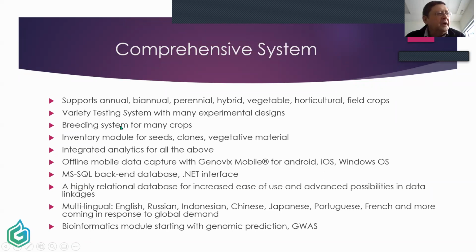There's a breeding system for many crops and cropping systems, a seed inventory module, and we have a lot of integrated analytics, both our own code and the use of open source R. And there's Genovix Mobile to capture data from Android, iOS, and Windows, and I imagine in Brazil, Android is probably the most popular. It's a SQL Server backend database with a .NET interface, which you'll see. It's a highly relational system, which means that everything is keyed. You change one thing, it ripples through the whole system, and you can pull data and do things that are not possible in most other systems. It's multilingual, including recently Portuguese. And we have a new bioinformatics module.